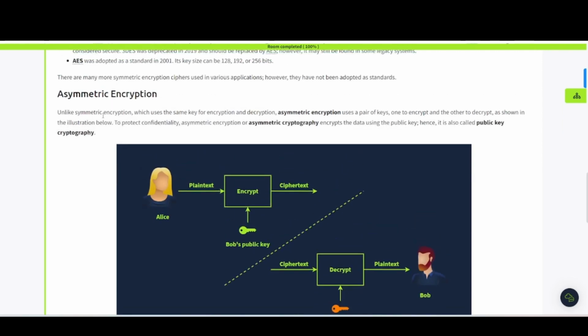Asymmetric encryption. Unlike symmetric encryption, which uses the same key for encryption and decryption, asymmetric encryption uses a pair of keys, one to encrypt and the other to decrypt, as shown in the illustration below. To protect confidentiality, asymmetric encryption or asymmetric cryptography encrypts the data using the public key, hence it is called public key cryptography.